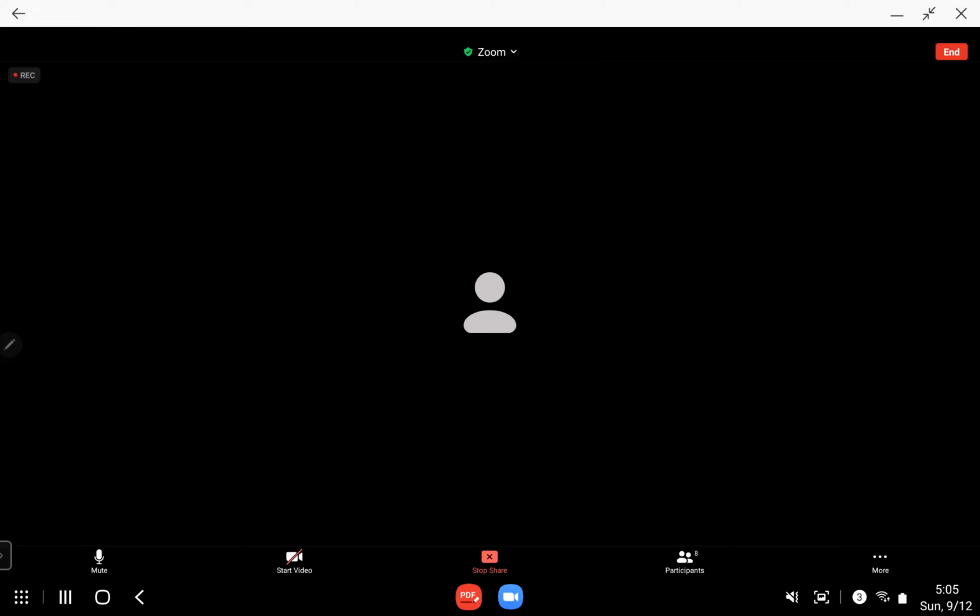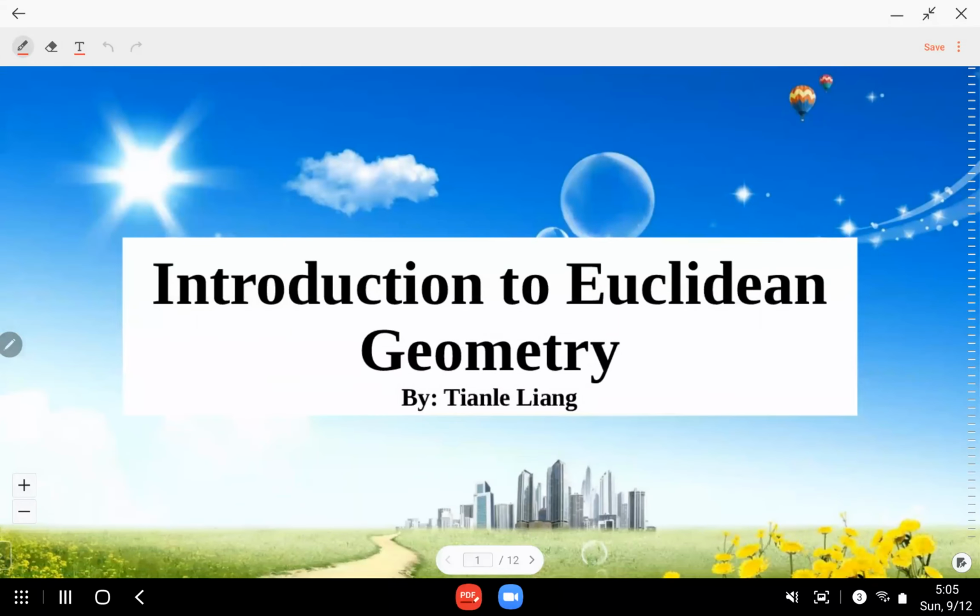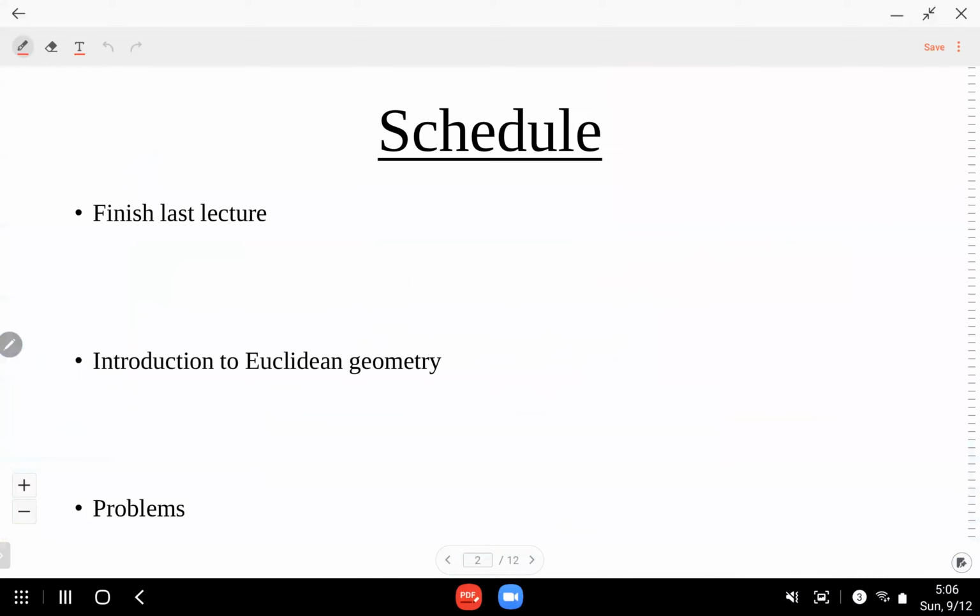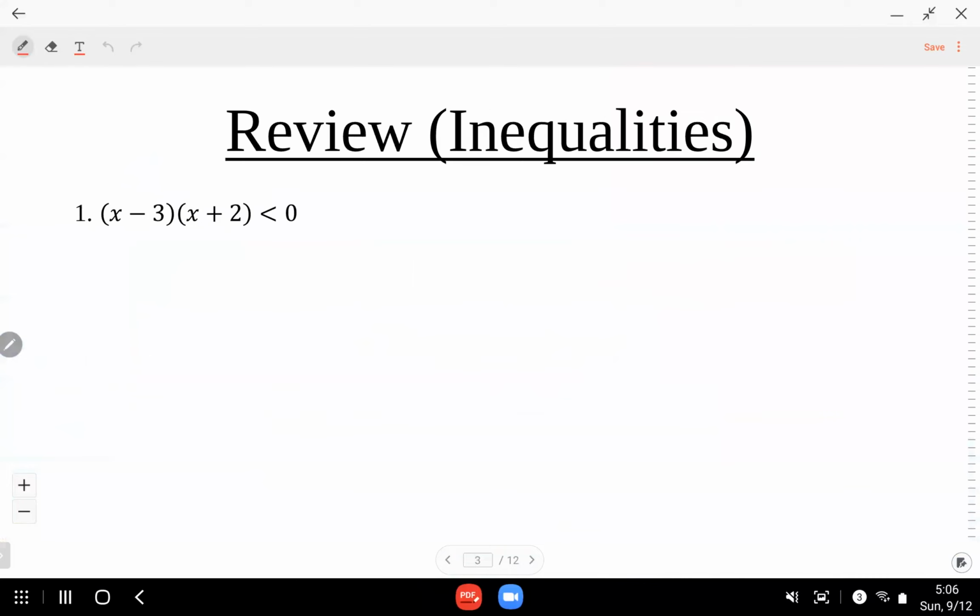Today we will be finishing last lecture, which was about solving inequalities with a sign chart, and then we'll start our unit on geometry. So this class will be an introduction to Euclidean geometry. Hopefully we get to that. But first, let's do some review on inequalities because we didn't finish that last time.